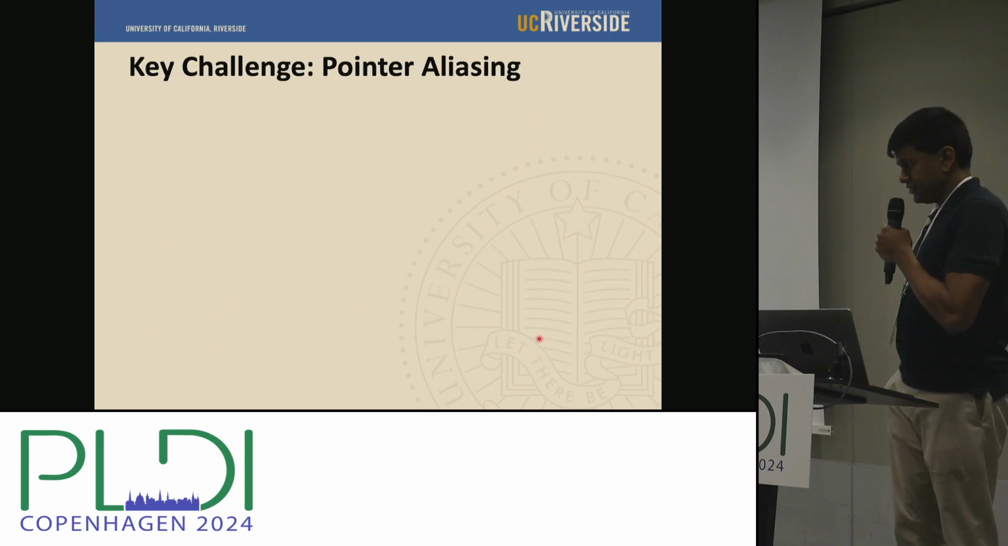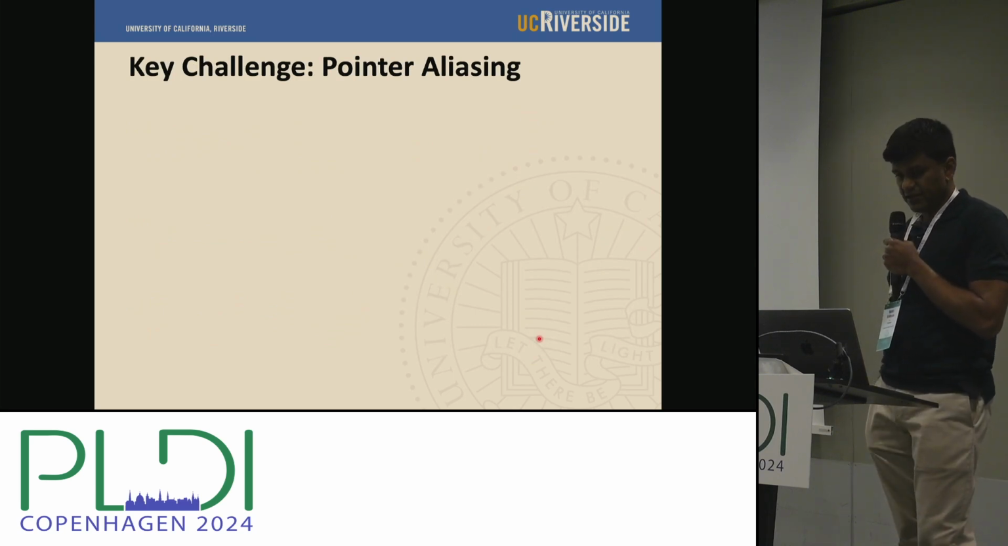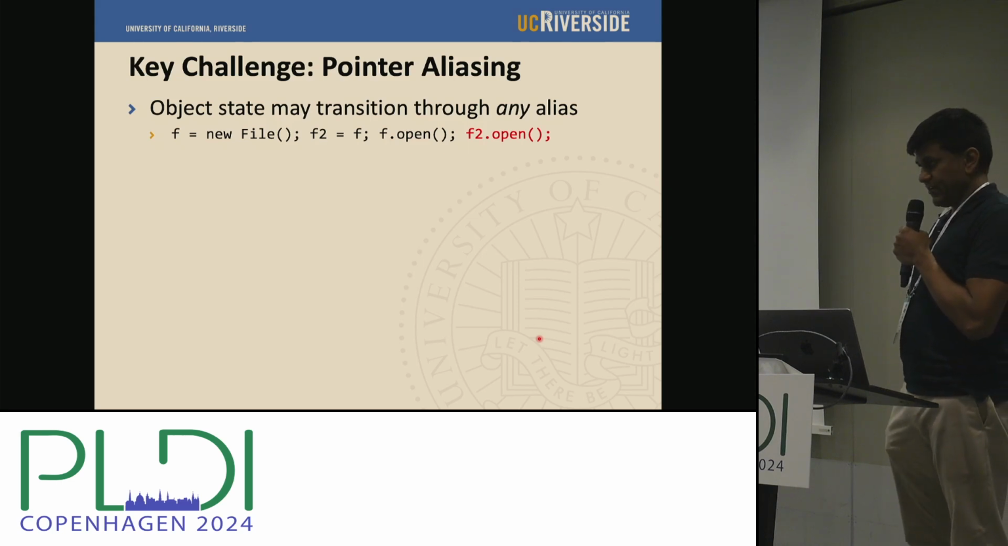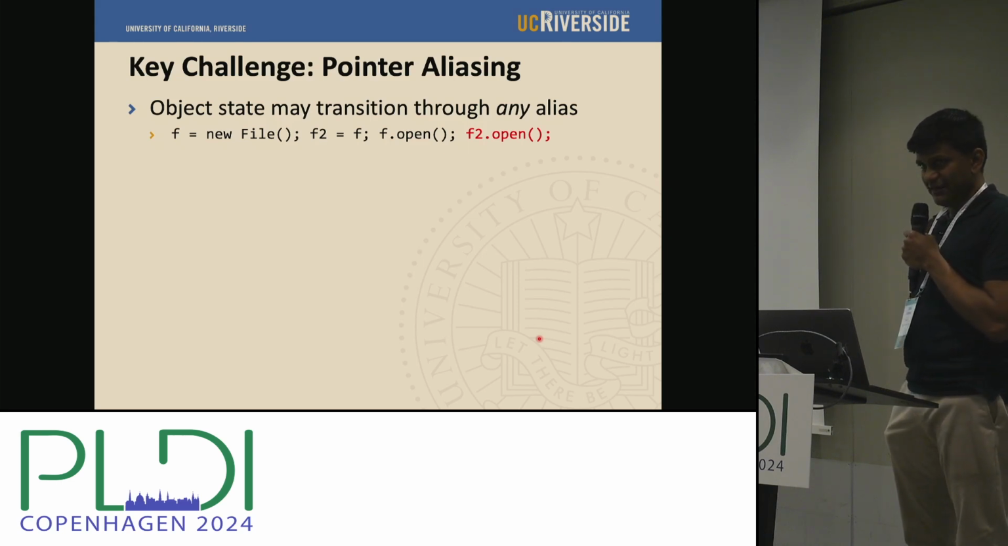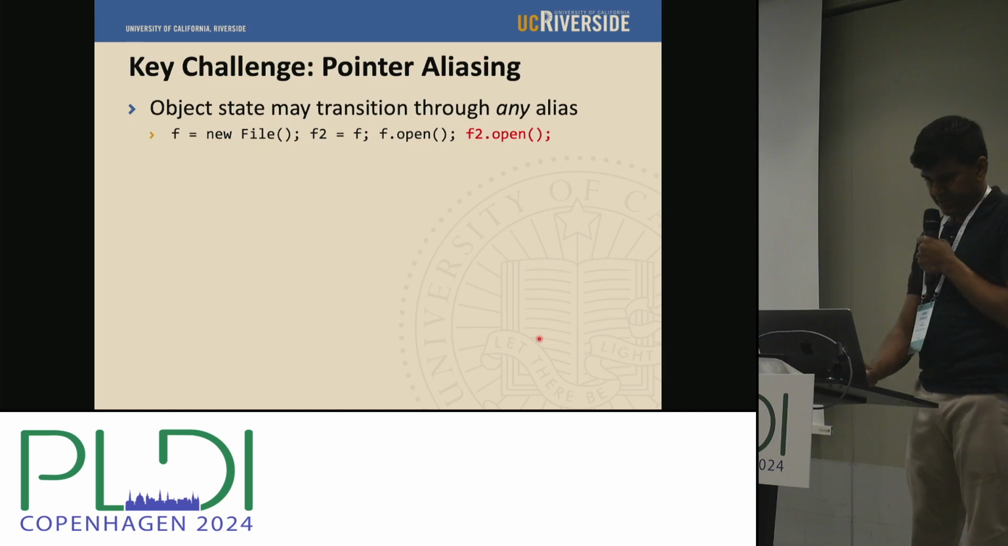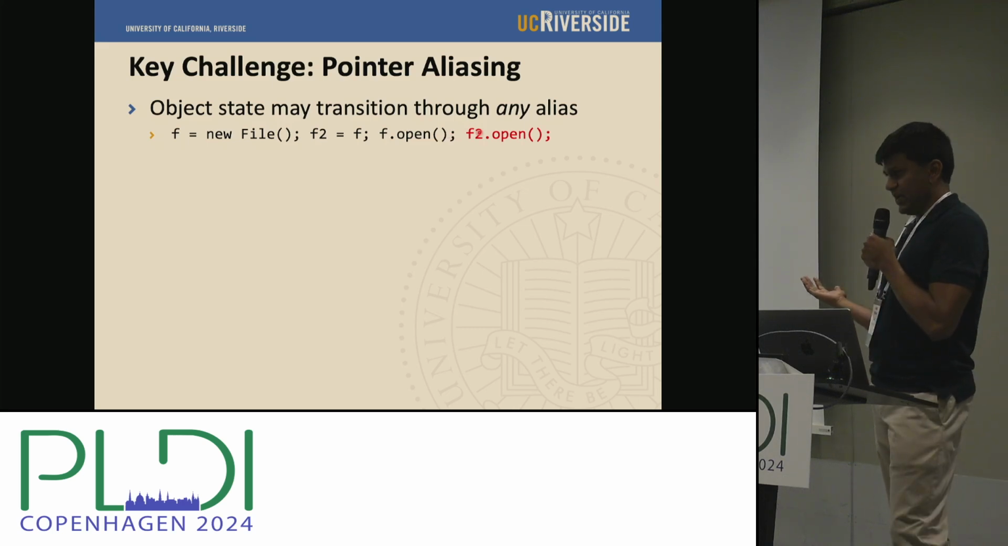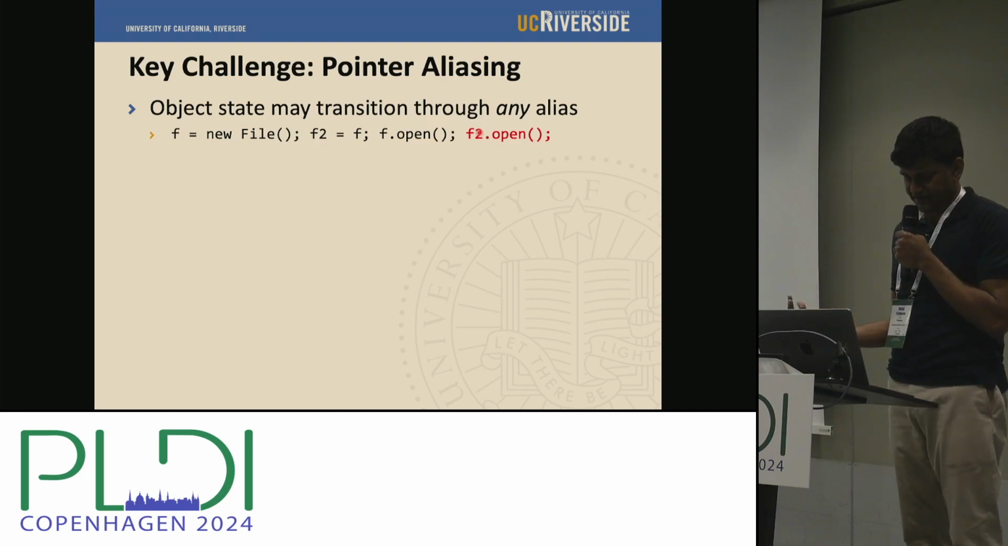And the key challenge here in doing type state verification at scale is dealing with pointer aliasing, right? Because the problem is that your object state might transition through any alias of that object. It doesn't always need to be the same variable. Here's an example where we have 2 calls to open. So this is a problem, but it's through 2 different aliases. So you have to do alias analysis to keep track of this stuff.